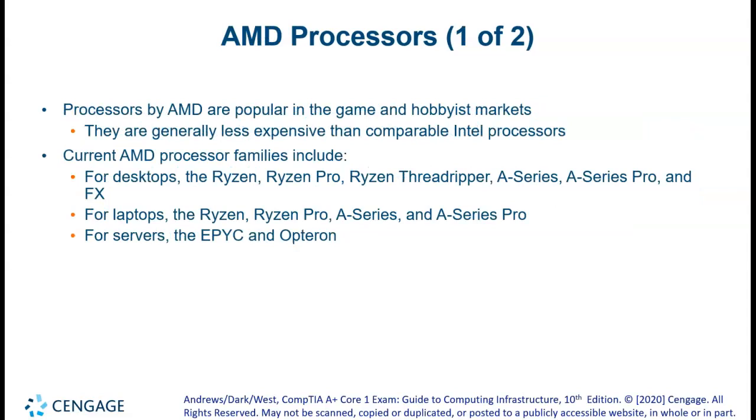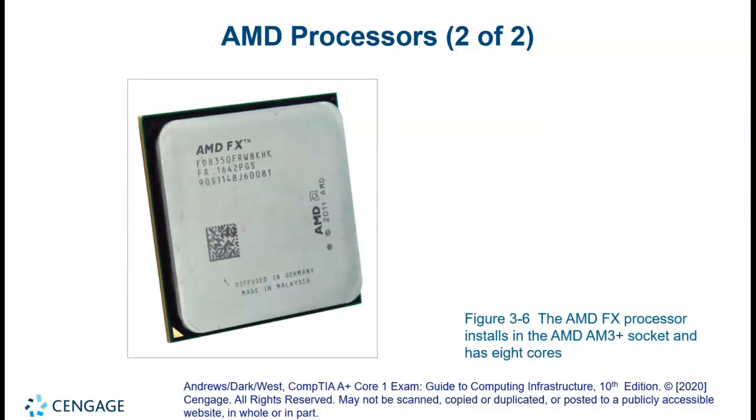Processors by AMD are popular in the gaming and hobbyist markets. They're generally less expensive. Current AMD processors include, for desktops, the Ryzen Pro and the Ryzen Threadripper, etc. For laptops, there are those, and for servers. Those AMDs are usually a lot cheaper than Intel. And here's the processor.